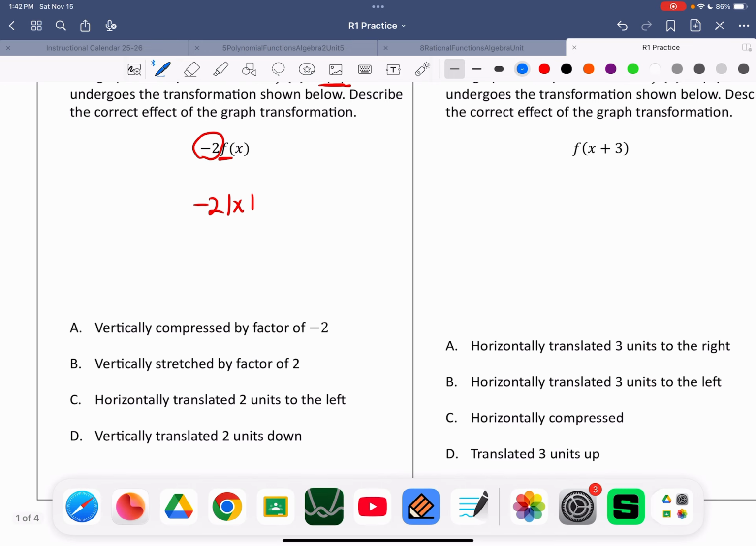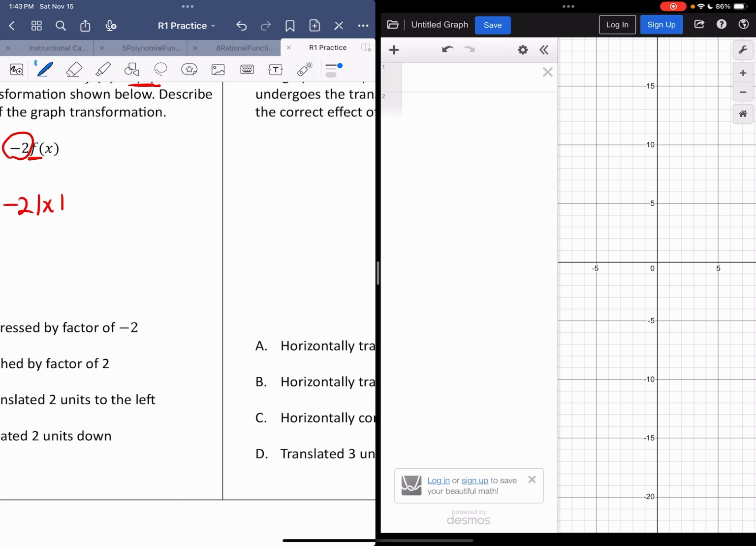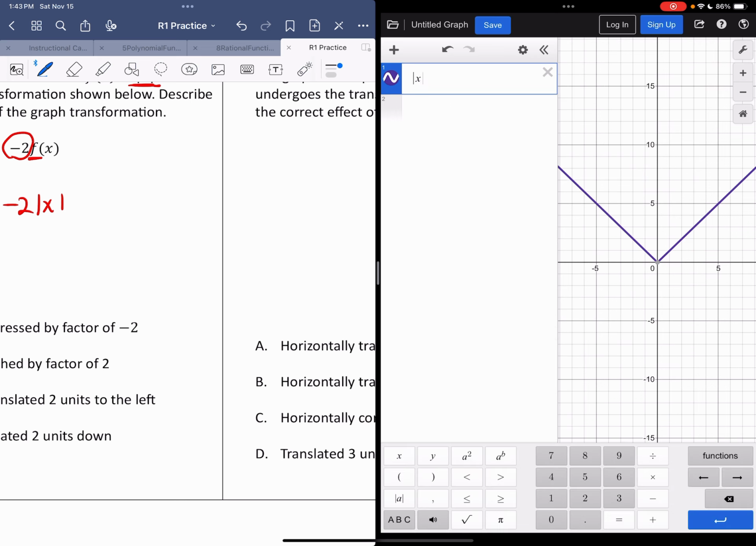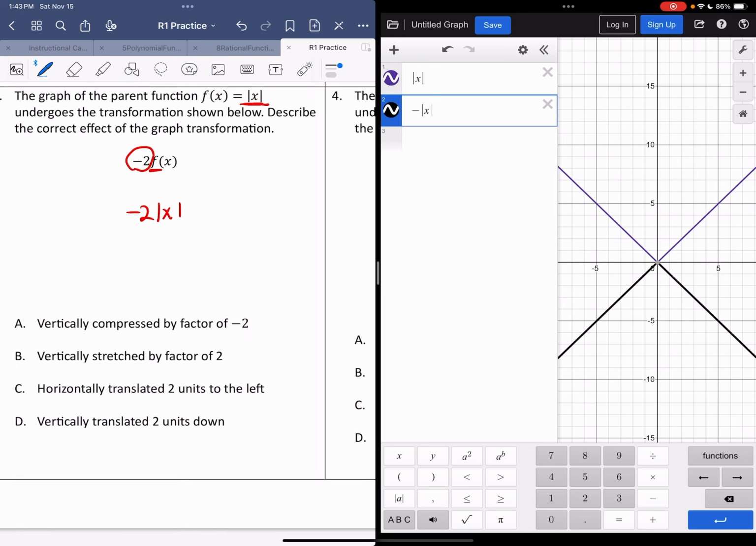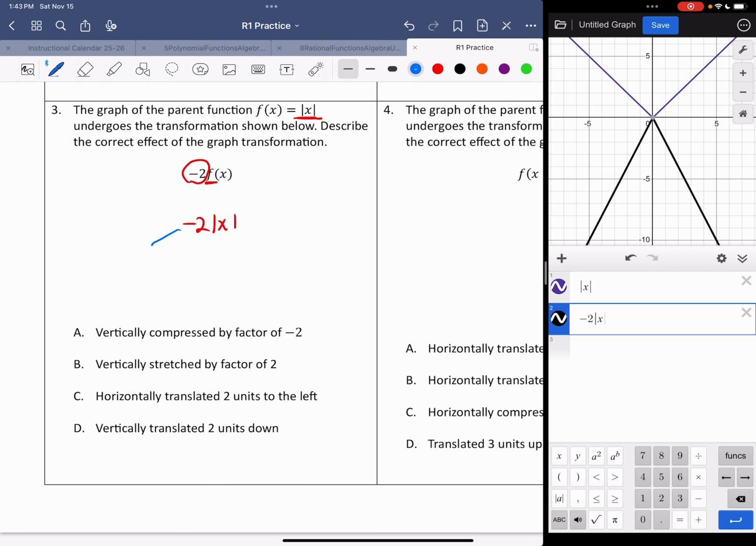Let me show you in the graph here. If you have an absolute value of x, you have this one. If you put a negative, it flips, reflected across the x-axis. And if you put 2 in front of this, as you can see, this one gets narrower. So they are 2 different things. Negative is reflect, and this 2 is vertically stretched by 2. So this one is not true.